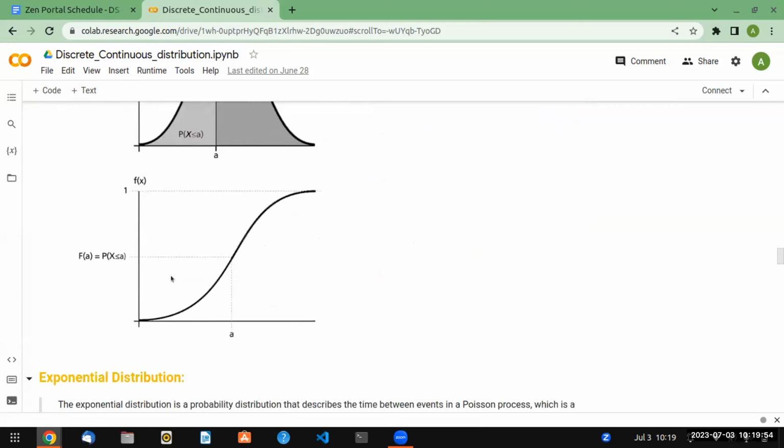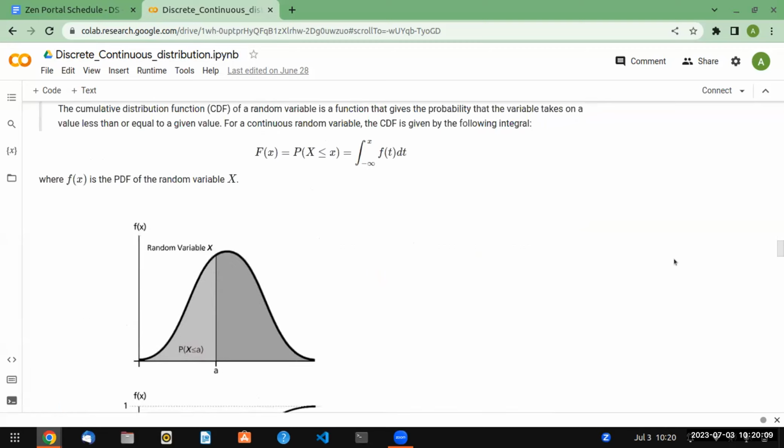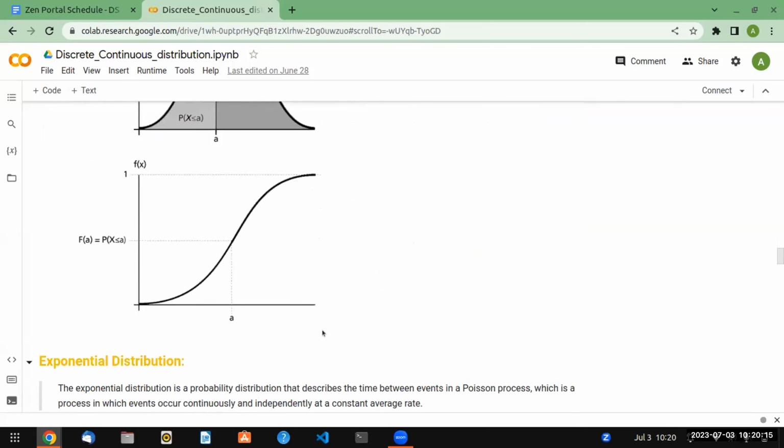As I told you here, this is the graph of what? CDF. At every point the probability is getting added up, and at the last it is reaching 1. And this is the graph of what? PDF. PDF of the normal distribution. This is the graph of the CDF of the normal distribution. Now this is all about normal distribution.